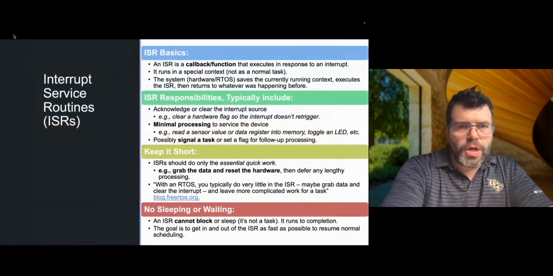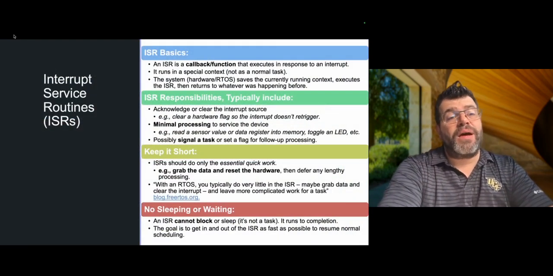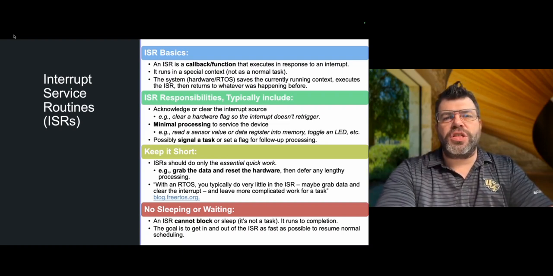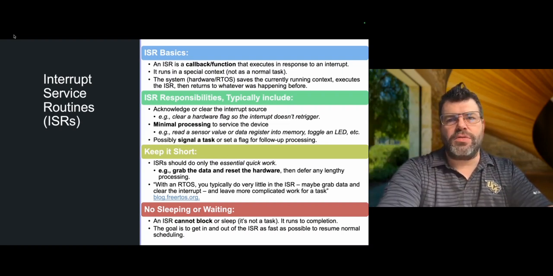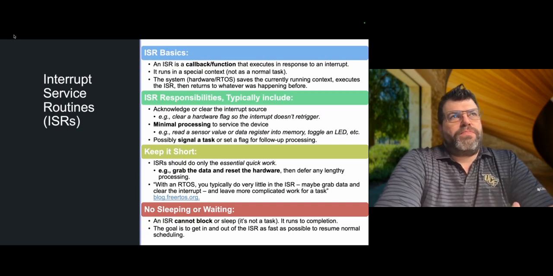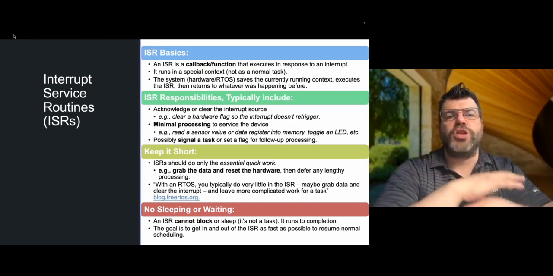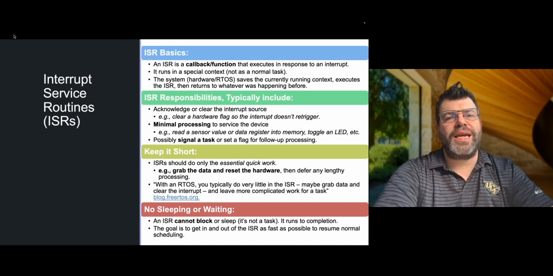Okay. So some basics. Let's talk about these ISRs. An ISR is really just a function. It's a callback that executes after an interrupt happens. It is just a really small function. It is not a normal task. All right.